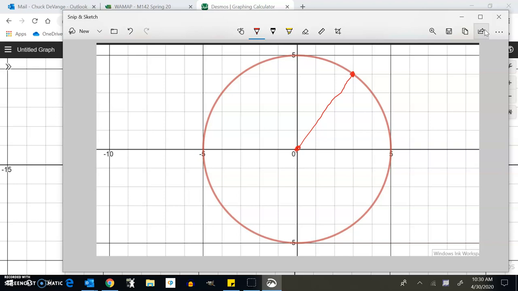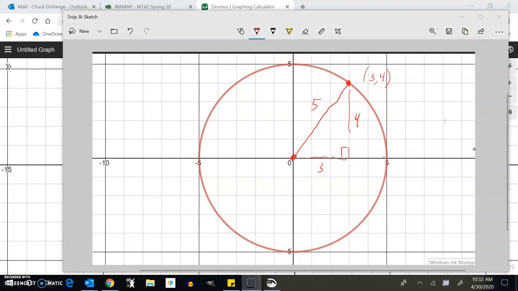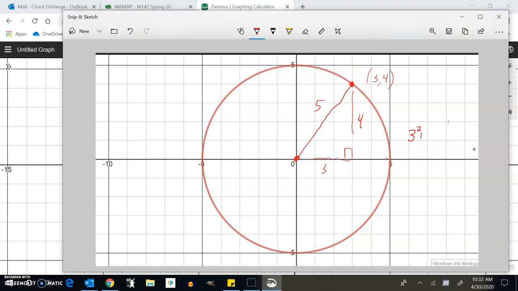So this one that I picked, notice that it's over 3, up 4. So this is the point 3, 4. And I know how long my radius is, because if I just go flat out this way, it's 5. So my radius is 5 long. Notice it goes over 3, up 4, with a radius of 5. Which hopefully makes sense, because I have a right triangle here. And I know that 3 squared plus 4 squared equals 5 squared, right?